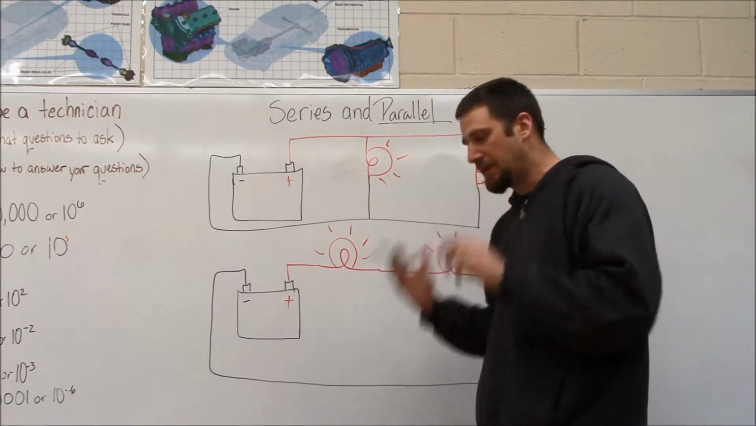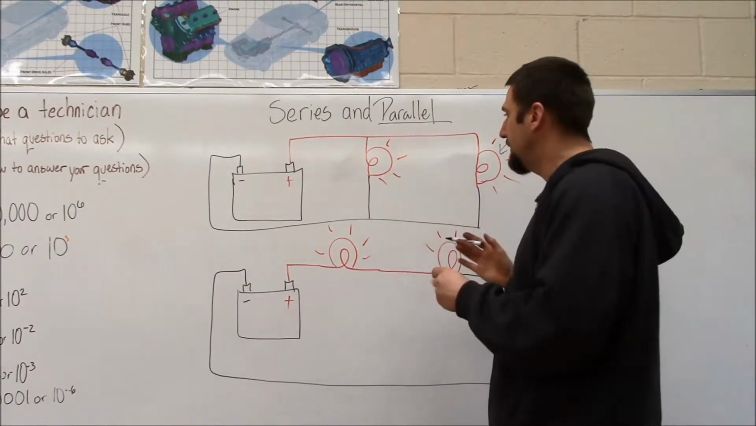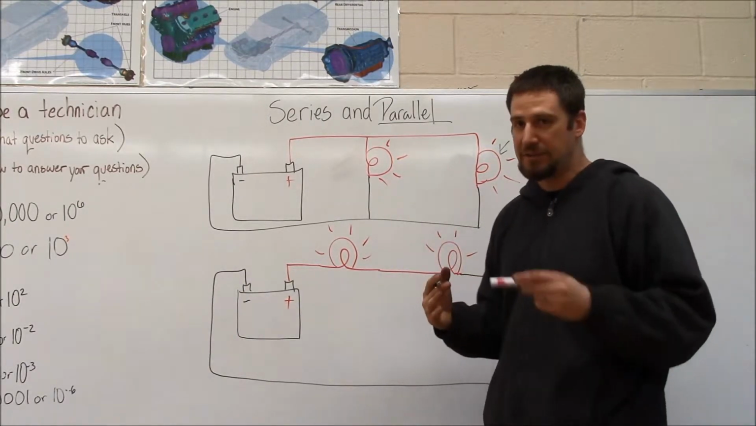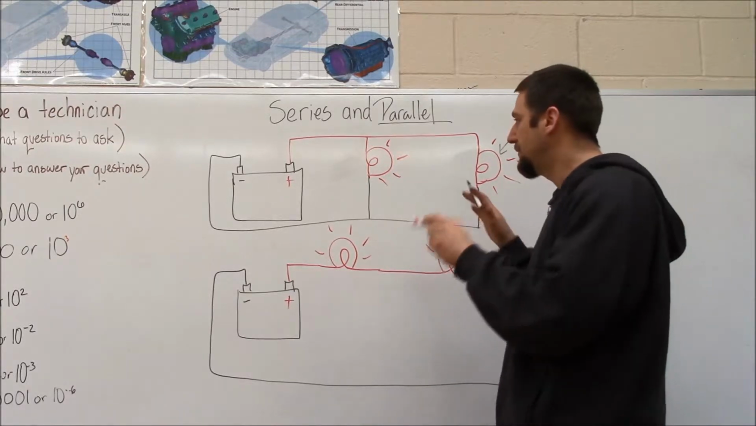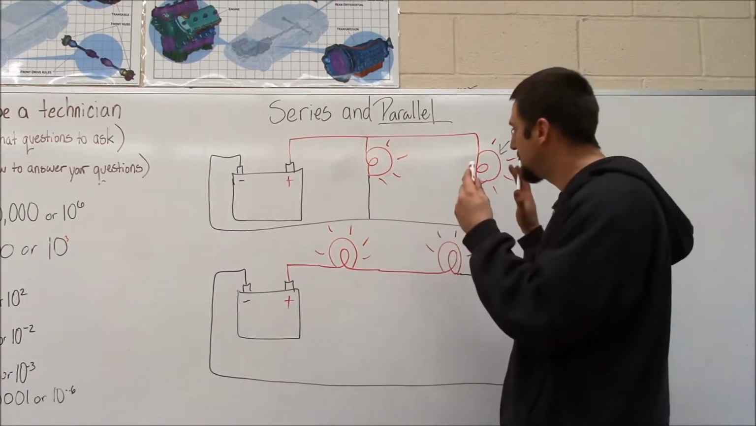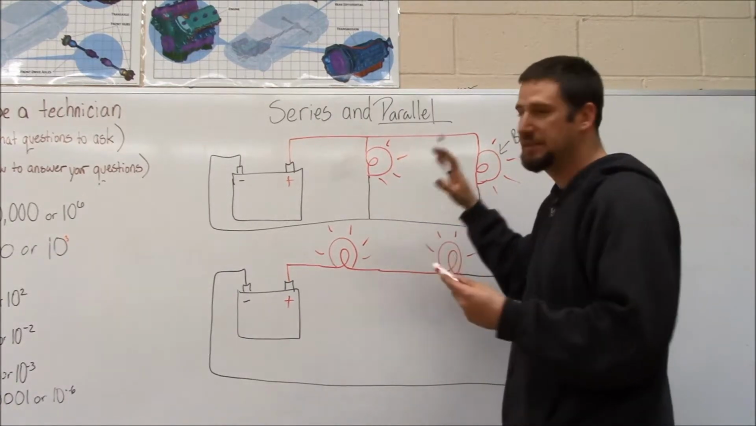All right? Electrons are lazy. They're not going to do any more work than they have to. So they're going to take the bulb that has the least amount of resistance. And even if these are identical bulbs, there's no such thing as identical. There's a small difference in the amount of resistance. So electron number 1 coming out of the battery is going to take the path of least resistance.